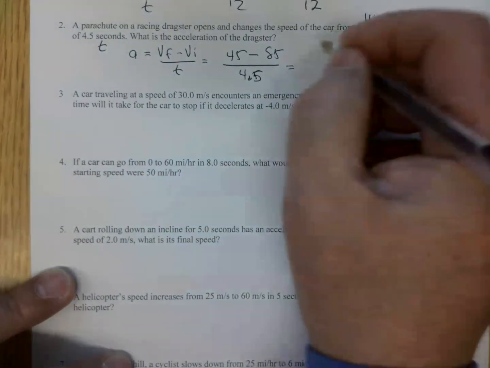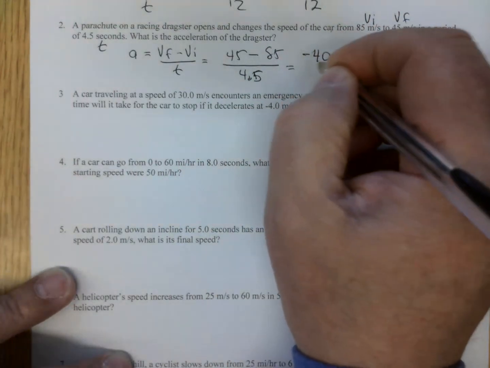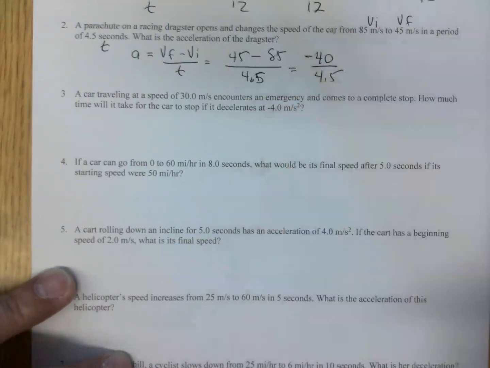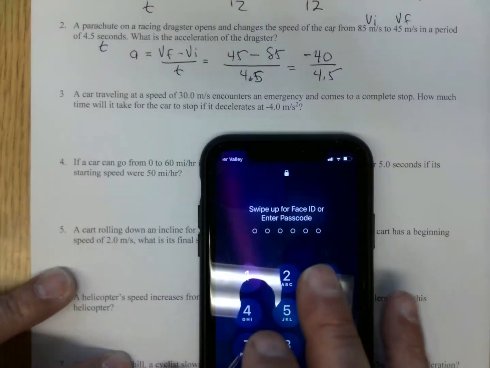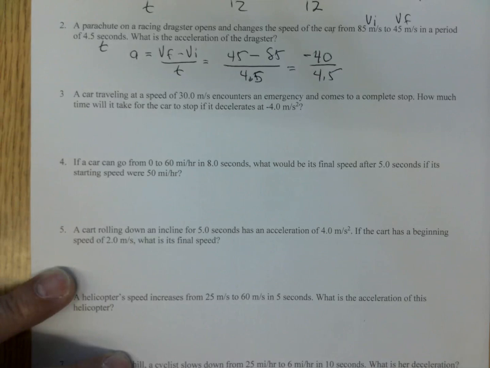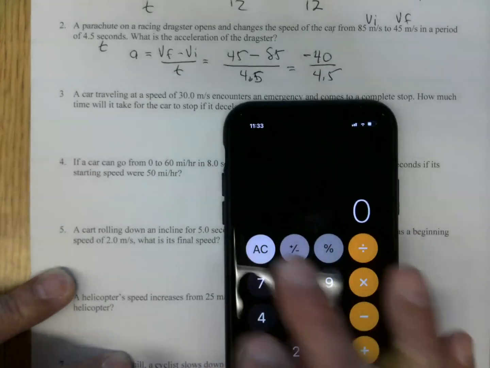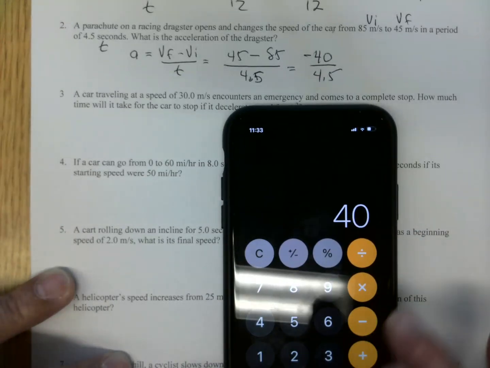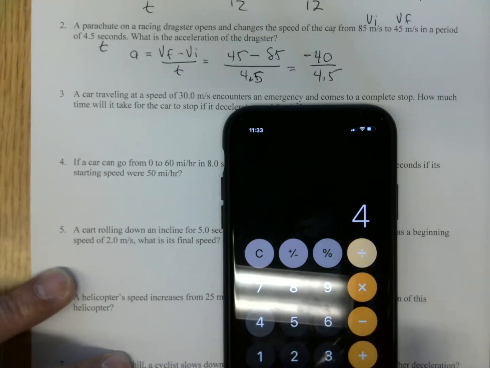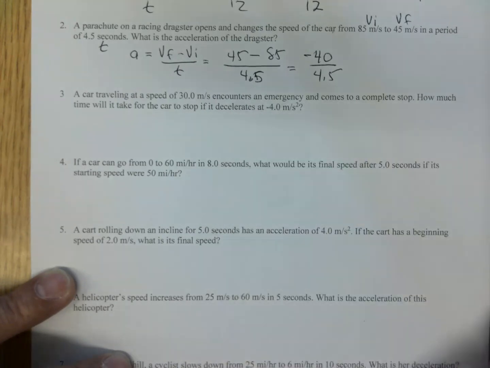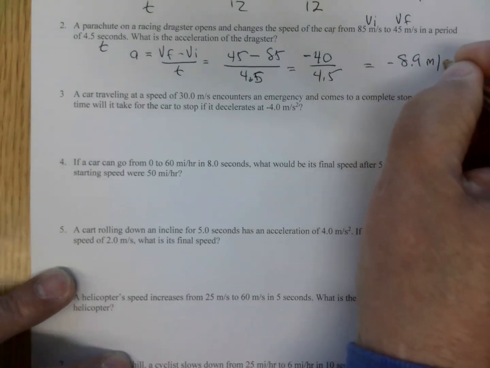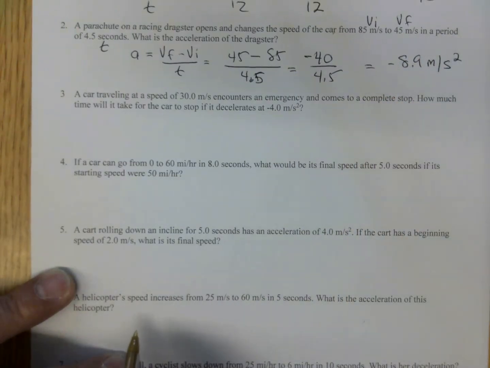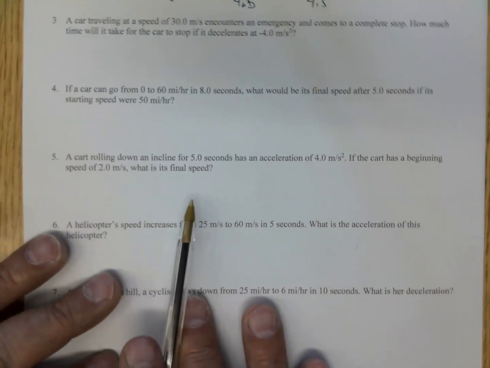So then we do this. This is going to be negative 40 over 4.5. And we use our calculator here. Let me do this off to the side. And then we just do 40 divided by 4.5, 8.8, so that equals negative 8.9 meters per second squared, because that's going to be an acceleration of meters per second squared. That's number 2. We keep going.